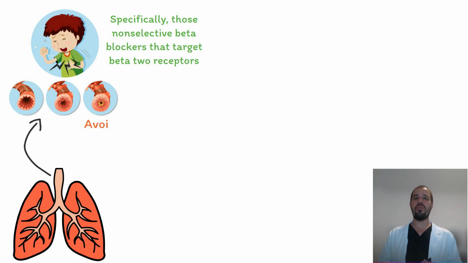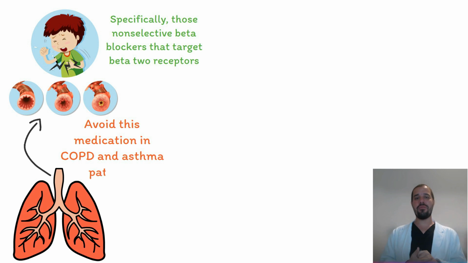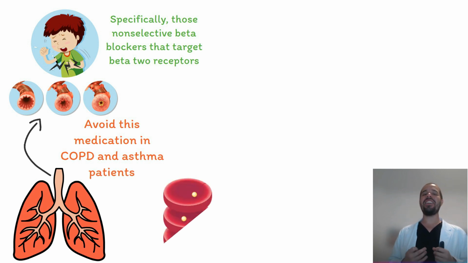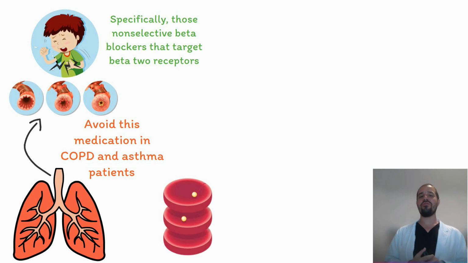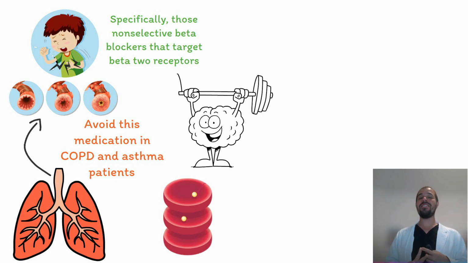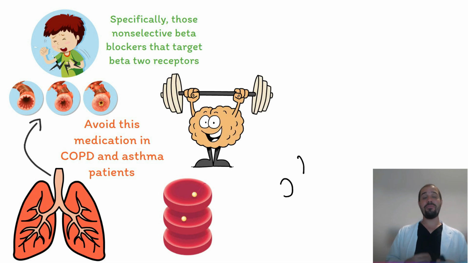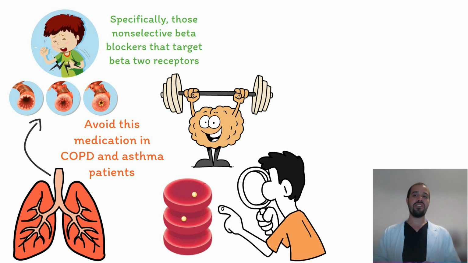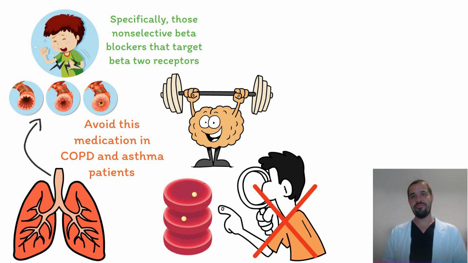So we are to avoid this medication in COPD and asthma patients. Lastly, these medications can mask signs and symptoms related to hypoglycemia. As we know, signs and symptoms for hypoglycemia include tremors and tachycardia. This specific medication can mask those symptoms, thus making hypoglycemia go undetected.